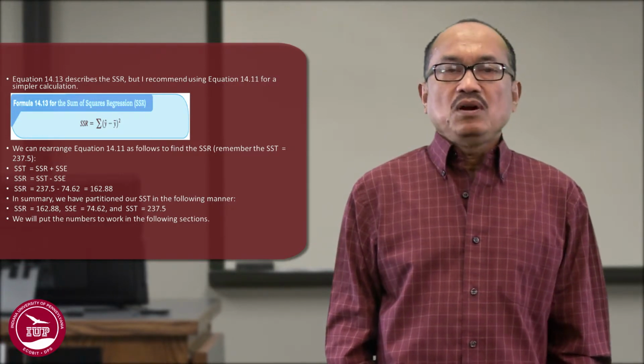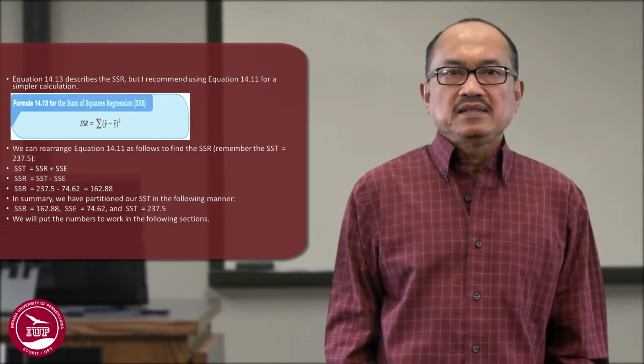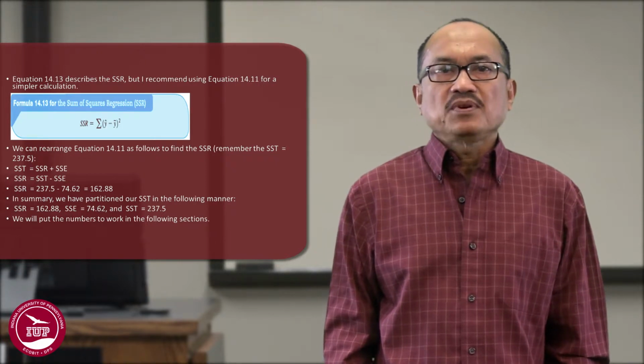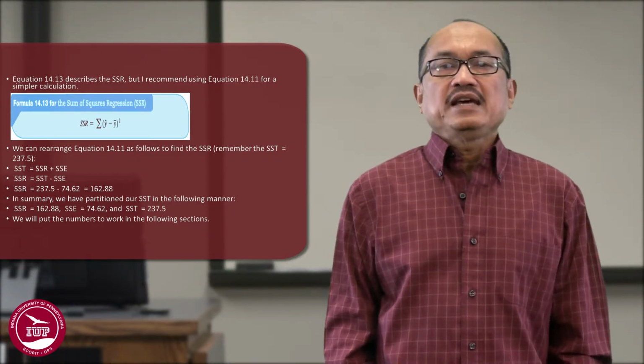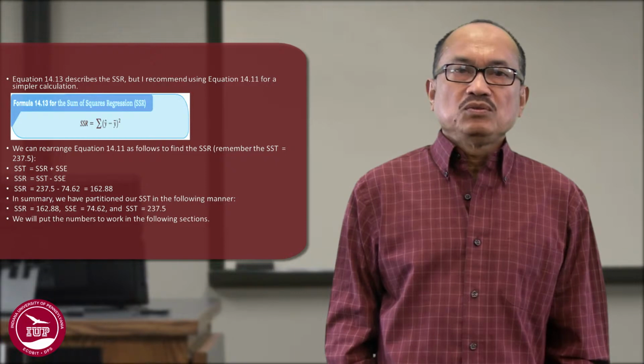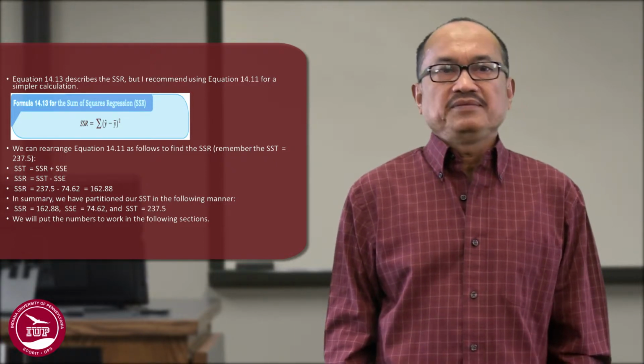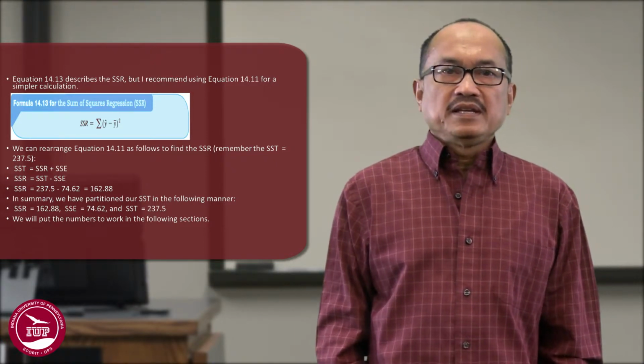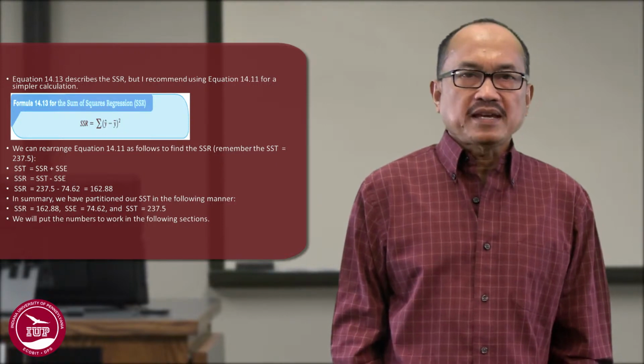In summary, we have partitioned our SST in the following manner. SSR equals 162.88, SSE equals 74.62, and SST equals 237.5. We will put the numbers to work in the following section.